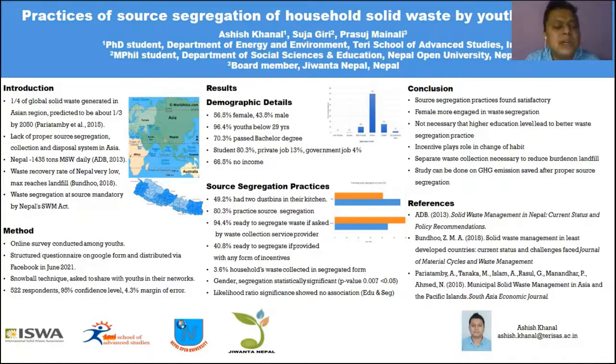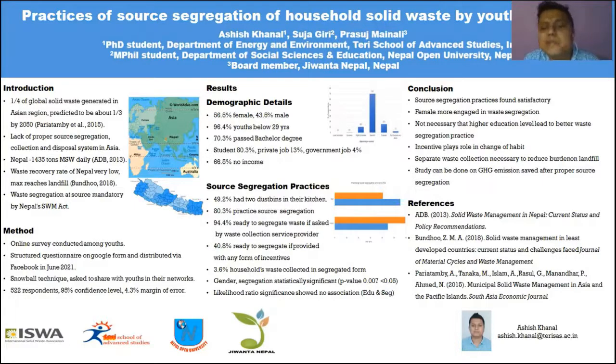So we did an online survey using Google Forms. Almost 522 people participated in this survey, which was conducted using Facebook. We got almost 56.5% female respondents. Most of them were students below the age of 29 years. The data analysis showed that almost half of the respondents have installed two dustbins in their kitchen for proper source segregation, and 80% of people have been segregating the waste in their households.